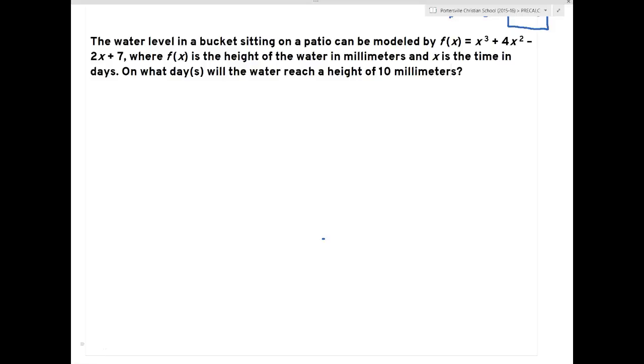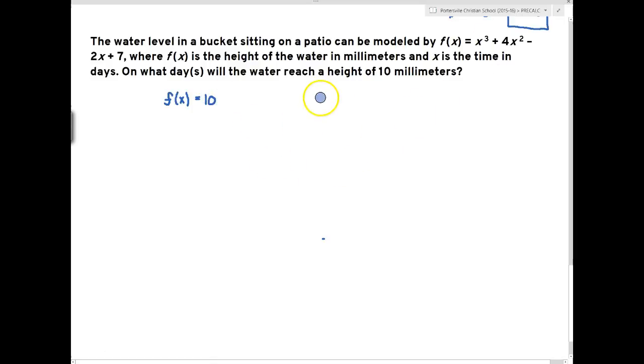So now let's go ahead and take a look at this next example, which is a real world example. And we have the function f of x equals x cubed plus 4x squared minus 2x plus 7 to represent the height of water sitting on a patio to measure the rain. So we want to know on what day the water will reach a height of 10 millimeters. So in other words, if f of x is representing the height, we want to figure out what x value will give us the day of the height reaching 10 millimeters. So in other words, the function f of x has to equal 10.